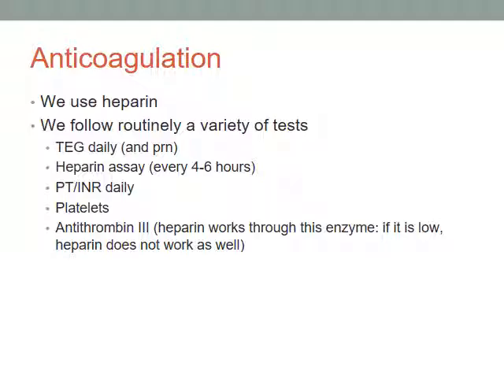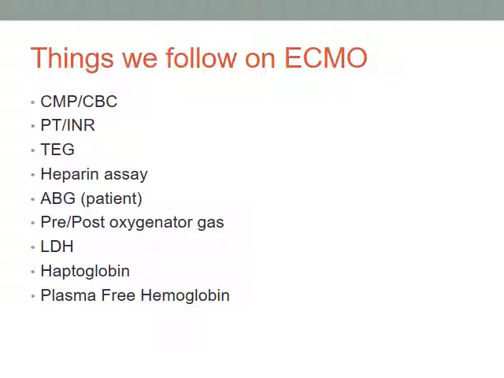There's a bunch of labs we follow on ECMO patients. Basic CMP, looking at hepatic and renal function, CBC, looking for infection and whether you're bleeding, coags, gases in all sorts of places, LDH, looking for hemolysis, haptoglobin is for hemolysis, and plasma free hemoglobin is for hemolysis. So there's a series of hemolysis labs that we look at, and these will go up under a variety of circumstances. And again, another area that is beyond scope is hemolysis management and recognition.